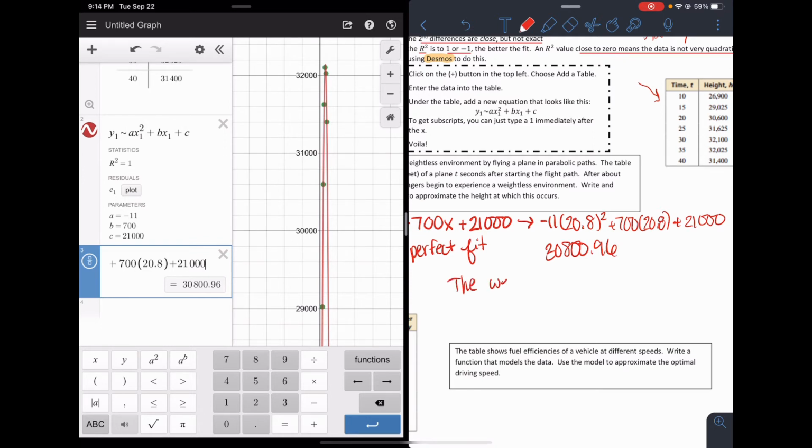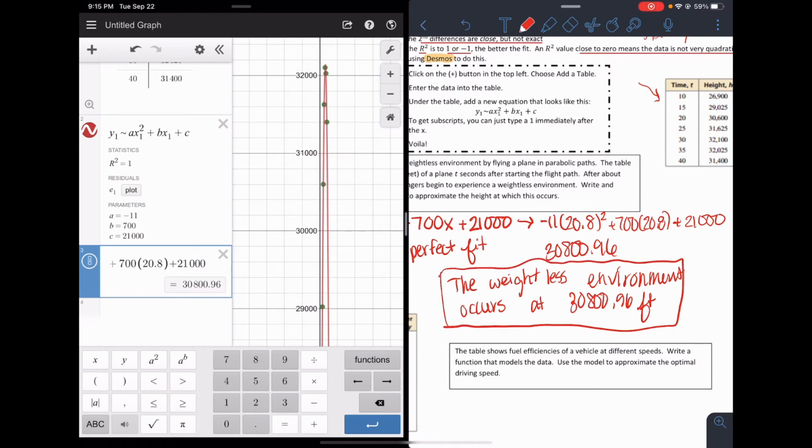All right, so the weightless environment occurs at 30,800.96 feet. All right.